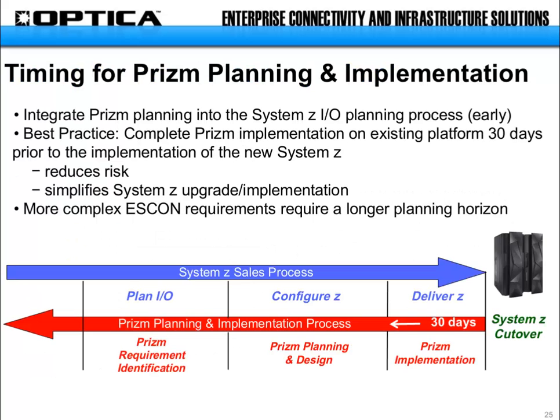Okay, in terms of when to plan for Prism and when to plan to implement Prism, we have a very simple recommendation and methodology that we like to use. When you're planning your new mainframe or that upgrade to a zEC12 or BC12, you certainly need to be considering your Prism requirements as well, okay? The best practice is to actually implement Prism when you can on the existing platform, and roughly as a rule of thumb 30 days in advance of your upgrade to the mainframe.